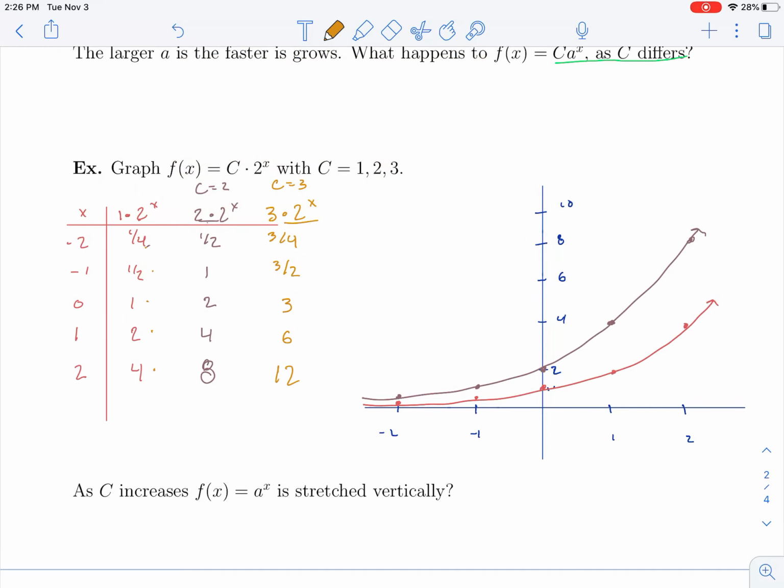And then for when c equals 3, it's going to be 3/4, 3/2, 3, 6, and 12, like right up here.